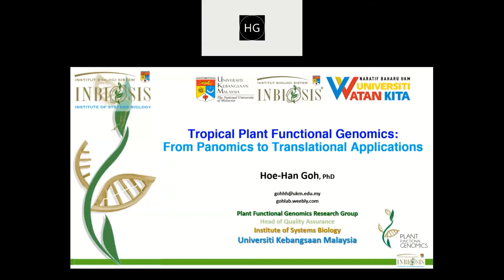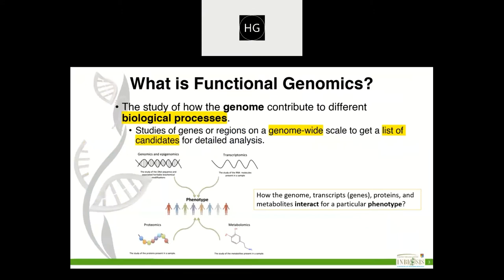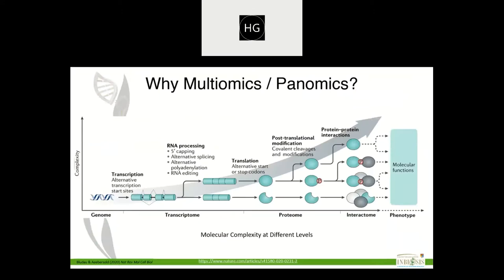Okay, so what is functional genomics? It's basically the study of how the genome contributes to different biological processes. And this mainly focuses on the interaction between the gene, protein, and metabolite, how this interaction contributes to a particular phenotype. And why we use panomics, which is also known as multi-omics.